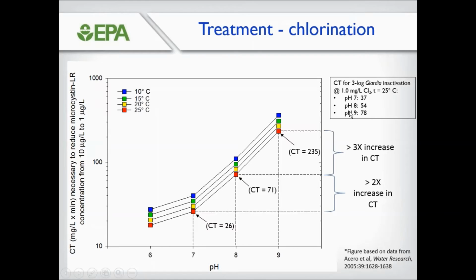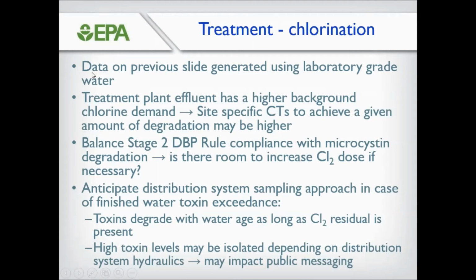Okay. So just as a point of comparison, you can compare the CTs that you need for surface water treatment rule Giardia inactivation with the CTs that are required for toxin control. Now, some things to think about is that the data in the previous slide were generated using laboratory generated water, and that your treatment plant effluent is going to have a higher background chlorine demand, which means that site-specific CTs to achieve a given amount of degradation may be higher.